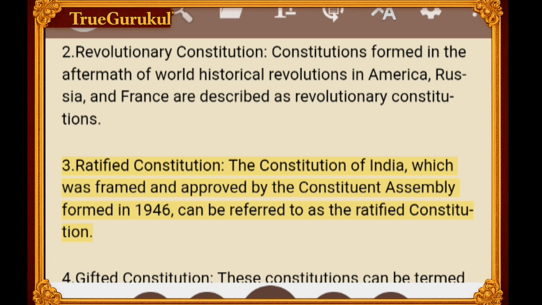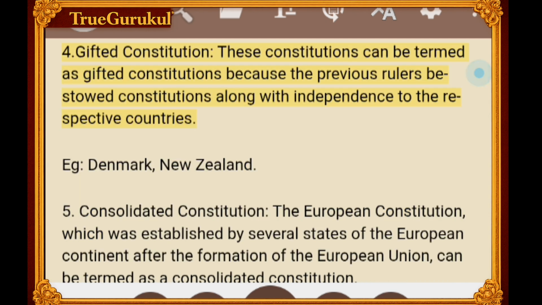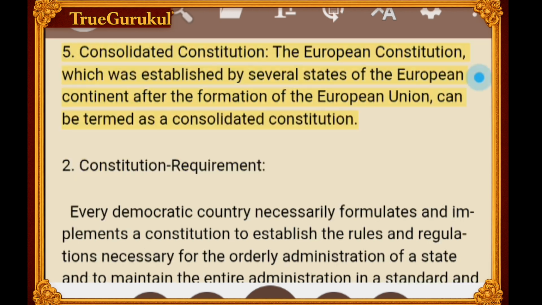3. Ratified Constitution. The Constitution of India, which was framed and approved by the Constituent Assembly formed in 1946, can be referred to as the ratified constitution. 4. Gifted Constitution. These constitutions can be termed as gifted constitutions because the previous rulers bestowed constitutions along with independence to the respective countries. For example, Denmark, New Zealand. 5. Consolidated Constitution. The European Constitution, which was established by several states of the European continent after the formation of the European Union, can be termed as a consolidated constitution.